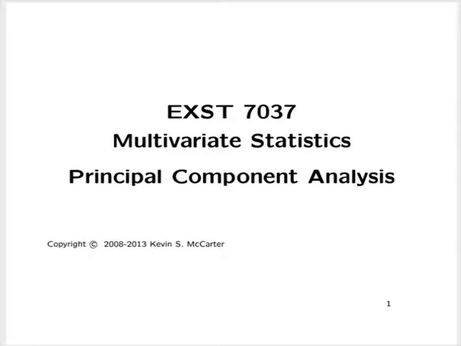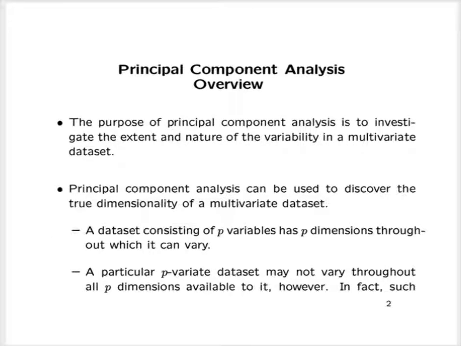In this lecture, we start looking at principal component analysis, or PCA. Now let me start off by giving an overview of PCA. The purpose of principal component analysis is to investigate the extent and the nature of the variability in a multivariate dataset. Principal component analysis can be used to discover the true dimensionality of a multivariate dataset. Now, what do I mean by that?